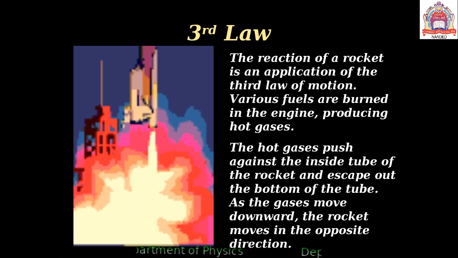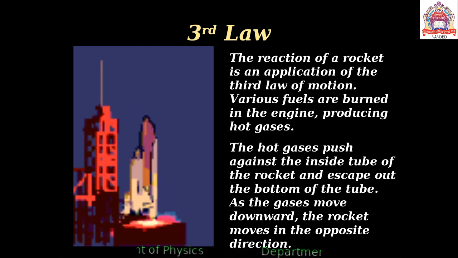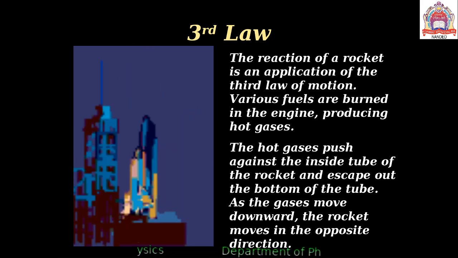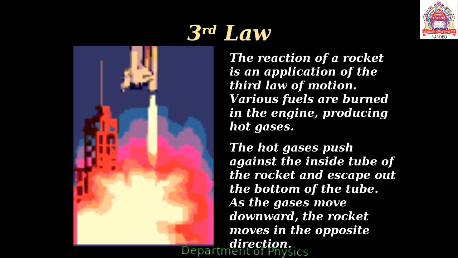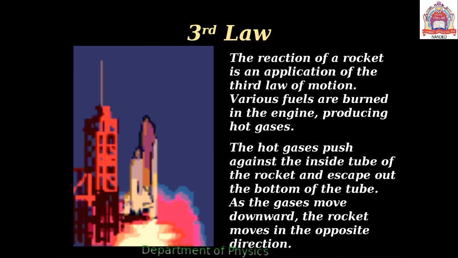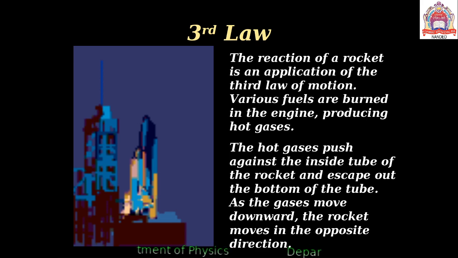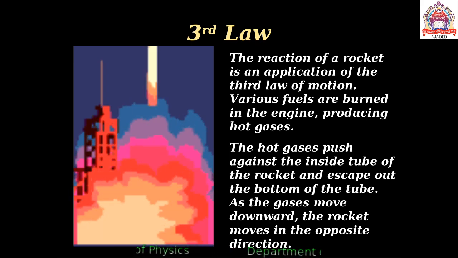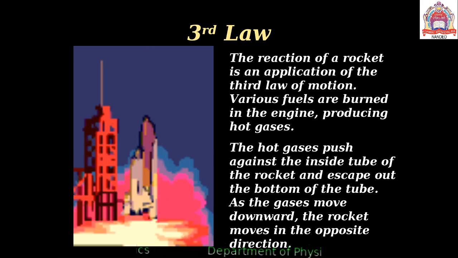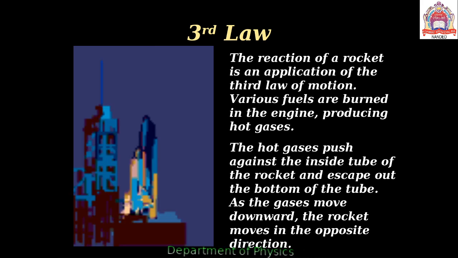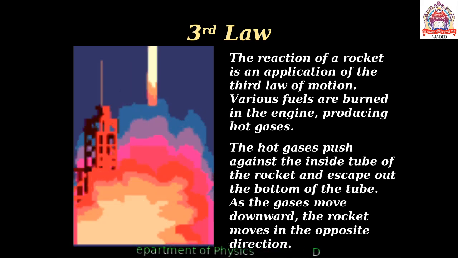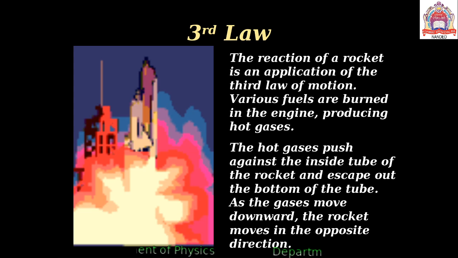The rocket is an application of the third law of motion. Various fuels are burned in the engine, producing hot gases. The hot gases push against the inside of the rocket tube and escape out the bottom of the tube. As the gases move downward, the rocket moves in the opposite direction.